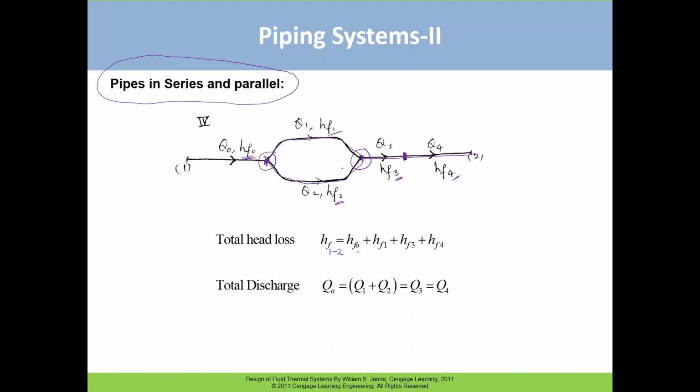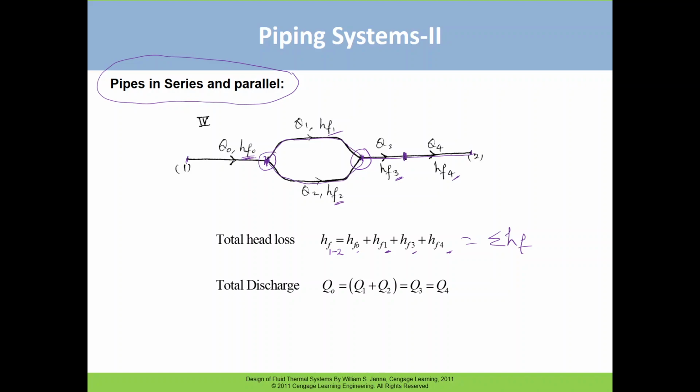We are only talking about the frictional losses here. So the HF1 we are taking, or we can take HF2 and then plus HF3 and HF4. So for the series connections, the head losses are summed up. So this is basically the summation of HF for series.